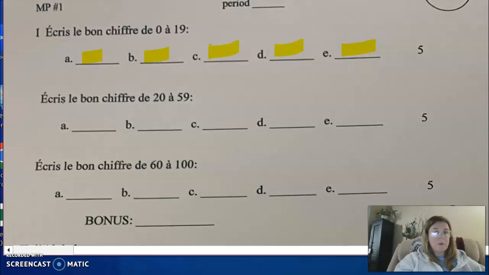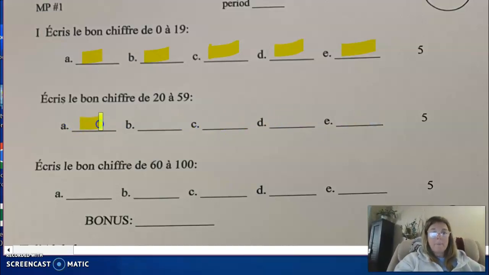Rewind. All right, next group is between 20 and 59. Here we go. A is 46. B is 25. C is 31. D, 58. E, 42.